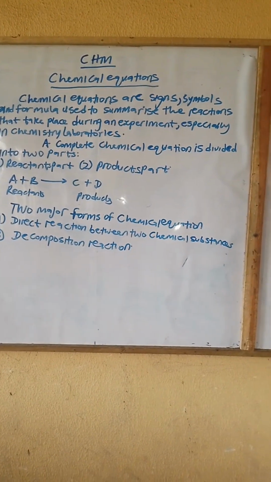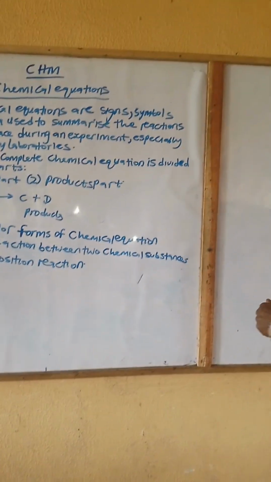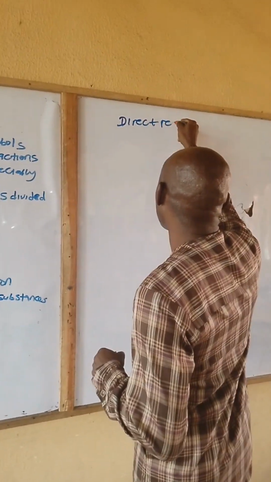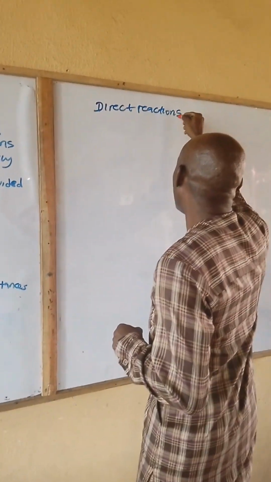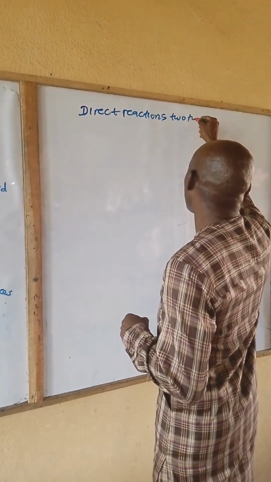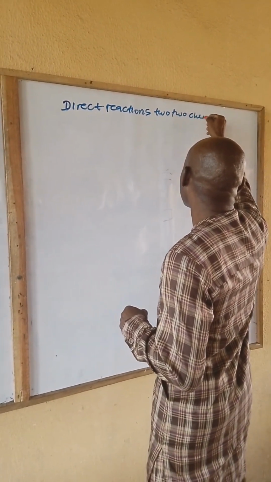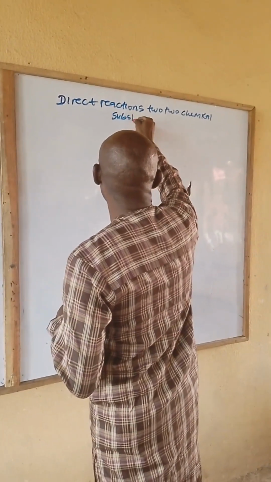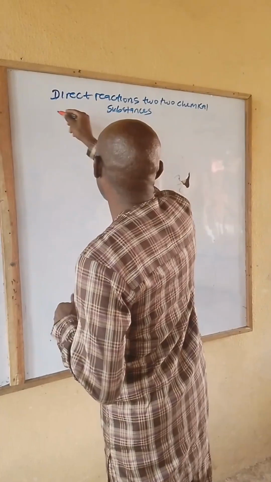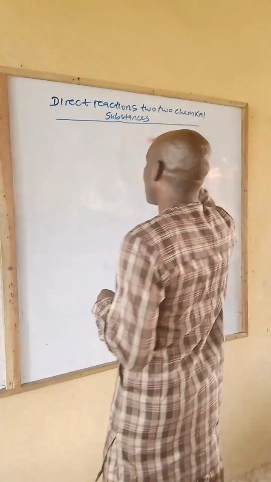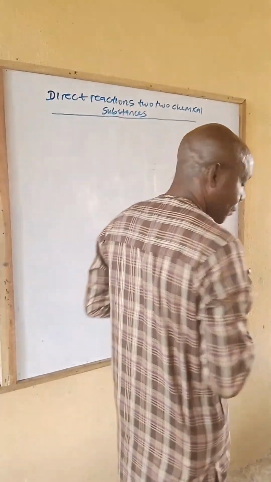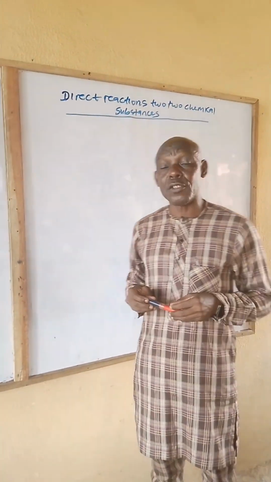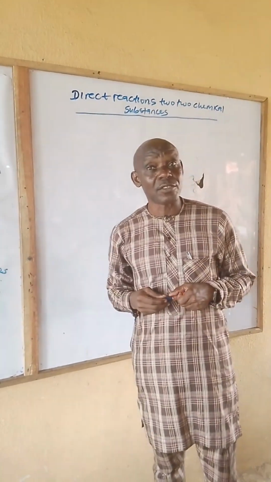So let's look at some examples of the direct reaction between two chemical substances. Before we go to that, I want our viewers to know that products of a reaction are not just formed anyhow.